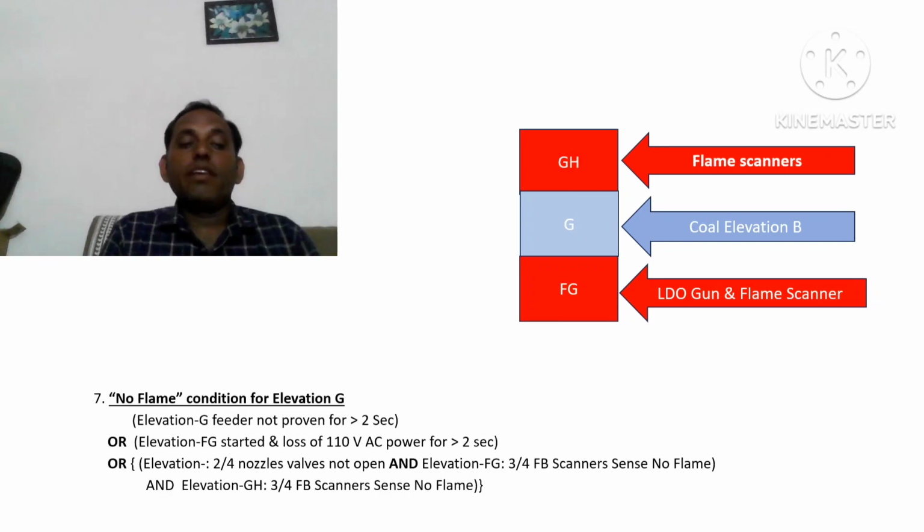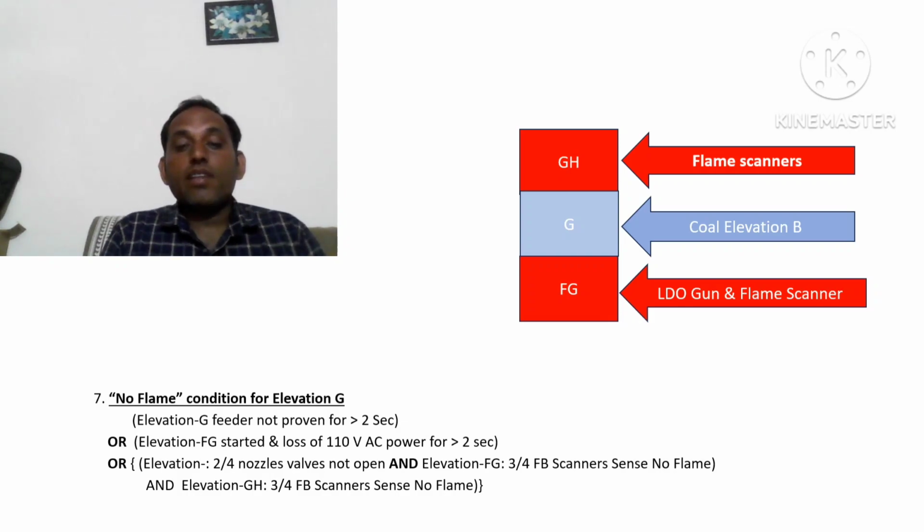The next one is the no flame condition for elevation G. Actually, elevation G is mounted between elevation FG and GH. So the LDO gun of FG elevation and flame scanners of both the elevations contribute in this logic. Elevation G feeder not proven for more than 2 seconds. If this condition becomes true, the no flame condition arises and is voted for no flame.